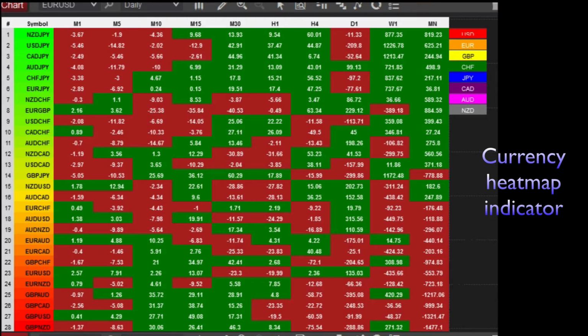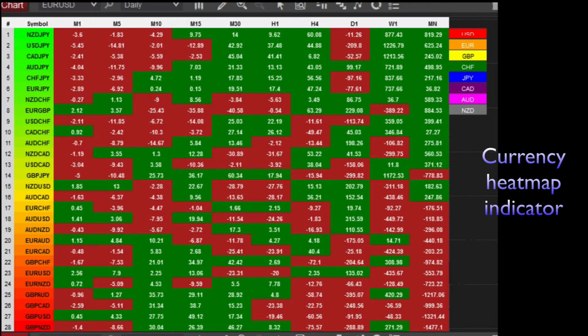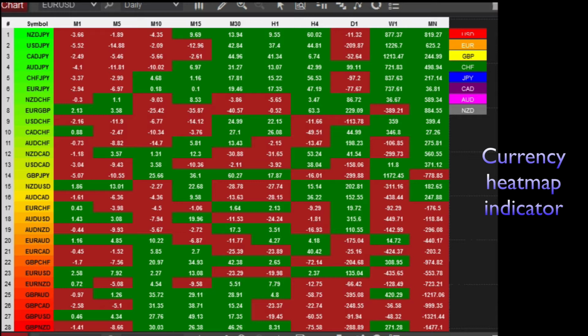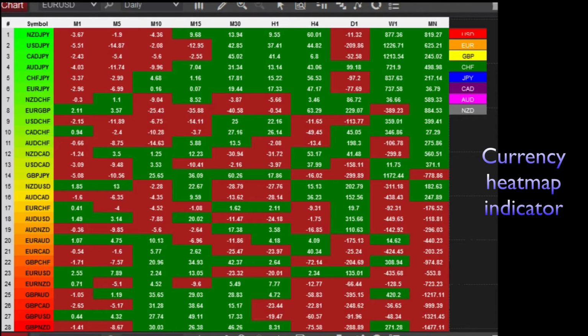For a pair to move up the ranking ladder, an increasing number of cells will need to transition from red to green as the rippling change in sentiment drives the currency pair higher. Equally, for a currency pair to move lower in the ladder, an increasing number of cells need to change from green to red, from the faster to the slower time frames.